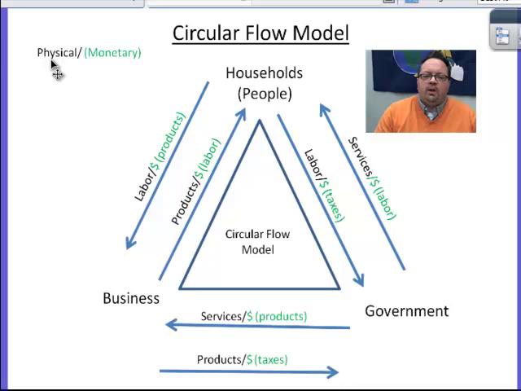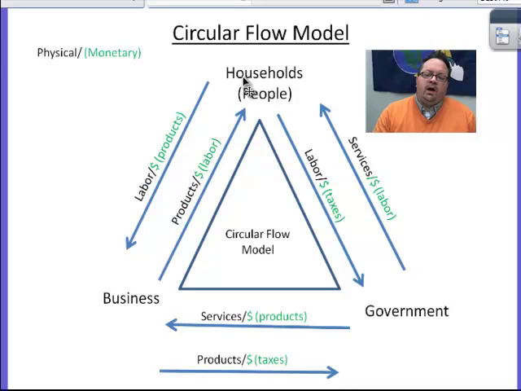So we're dealing with two elements here. One is that there is a physical market or physical goods, and then there are monetary goods. So we're either dealing with things which are touchable or physical and things which are monetary. So among those two things, we will take a look at the different types of interactions that households and businesses have to begin.